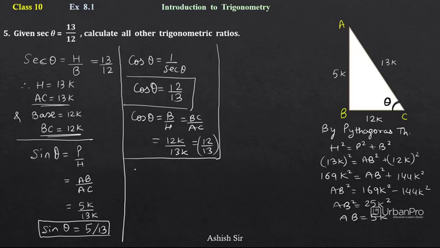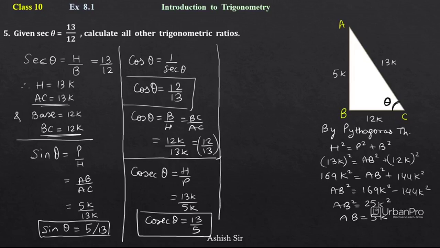In a similar way, we can find cosec theta, that is the reciprocal of sine theta, h upon p. Hypotenuse is given as 13k, perpendicular 5k. So cosec theta will be 13 by 5.